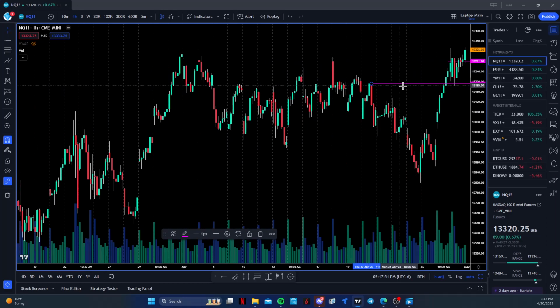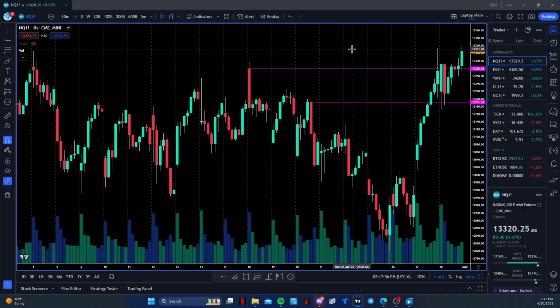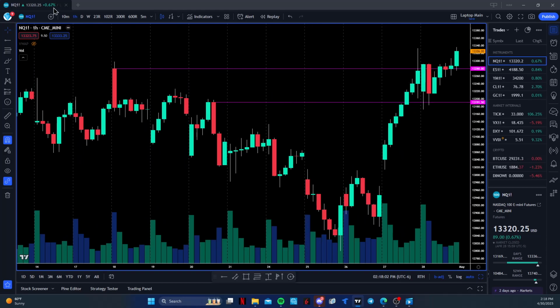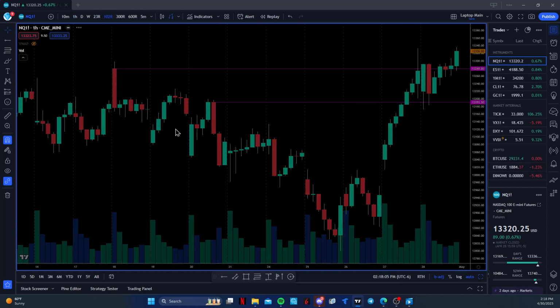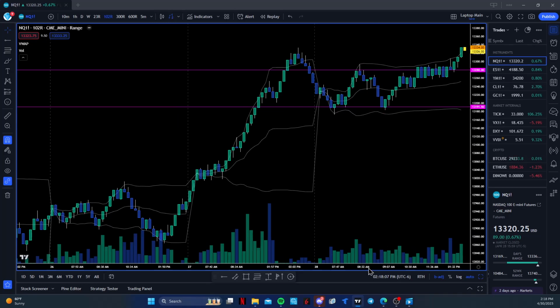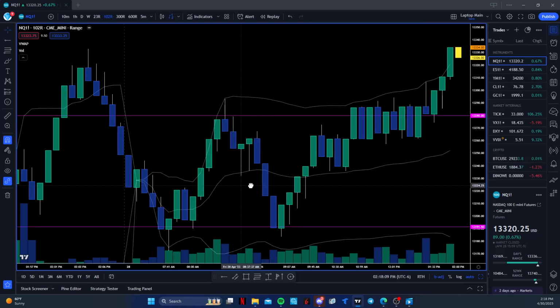And then I did have this 1 hour right there, because you have a green to red 1 hour, and then you have this one down here. So those were levels going into Friday. Okay. And then these are the range bars that we had.